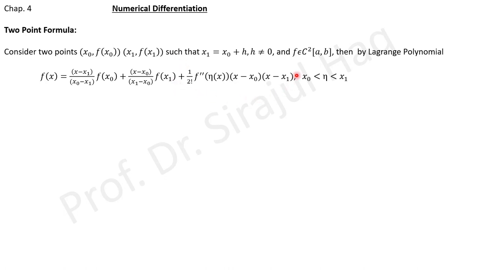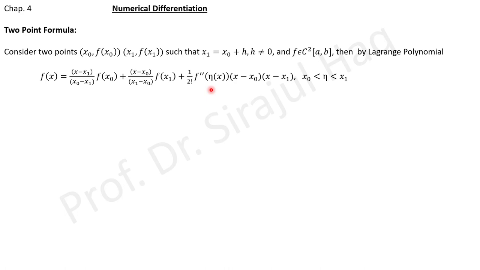This is the error term. So, of course, the second order derivative of the function will exist. Otherwise, we can't talk about the Lagrange polynomial here. This eta is a function of x. We don't know the explicit relation for this eta. But we know that this eta lies between x0 and x1. And whenever we are talking about the upper bound of our error, we select eta in such a way that the second order derivative of the function is absolutely maximum.